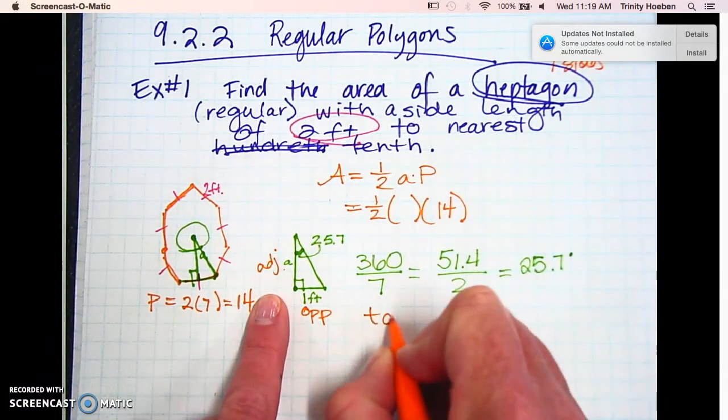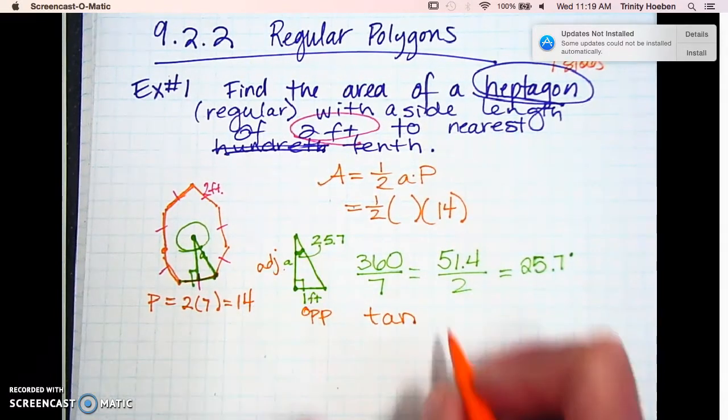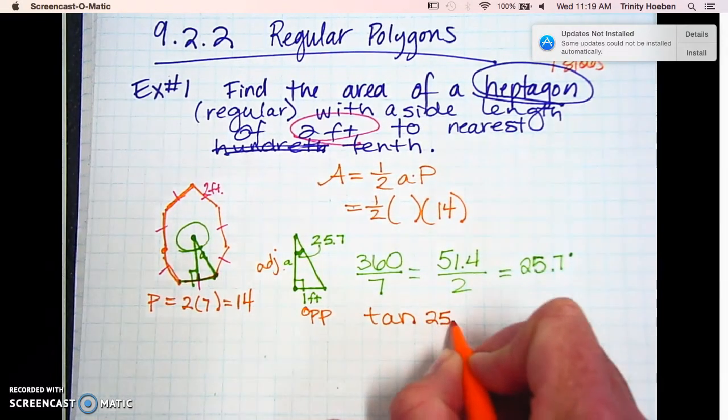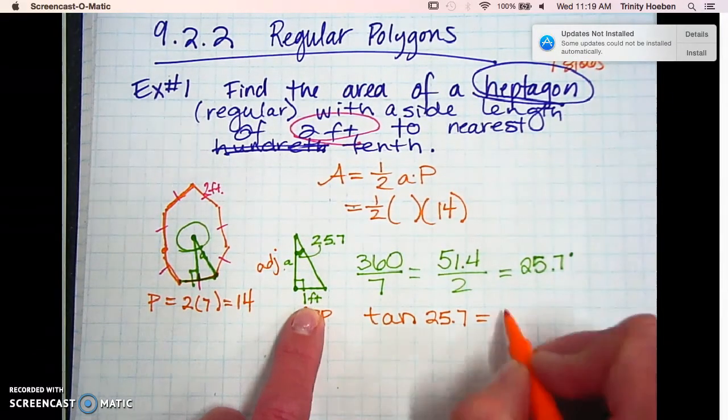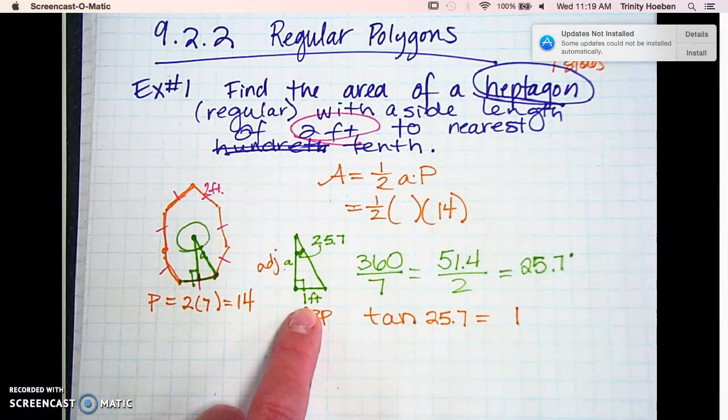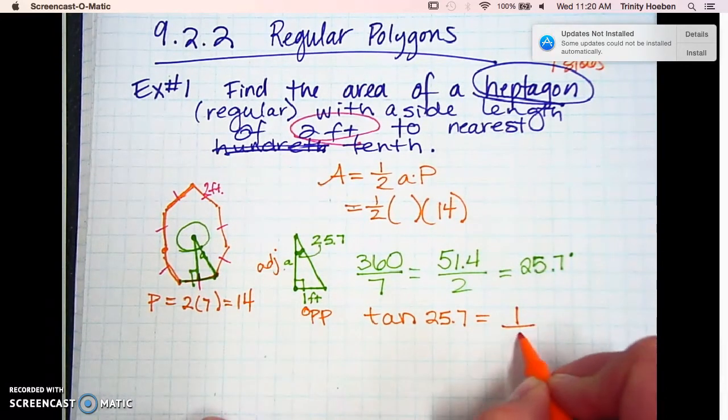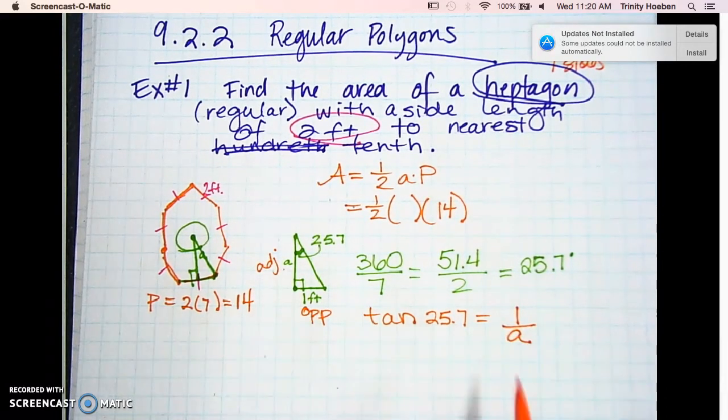That would be the tangent. And we're going to say the tangent of 25.7 degrees is equal to the opposite, which we have a number there, which is 1, over the A. And we're going to be able to figure out how long that A is, which is what we need to plug into our formula right there.